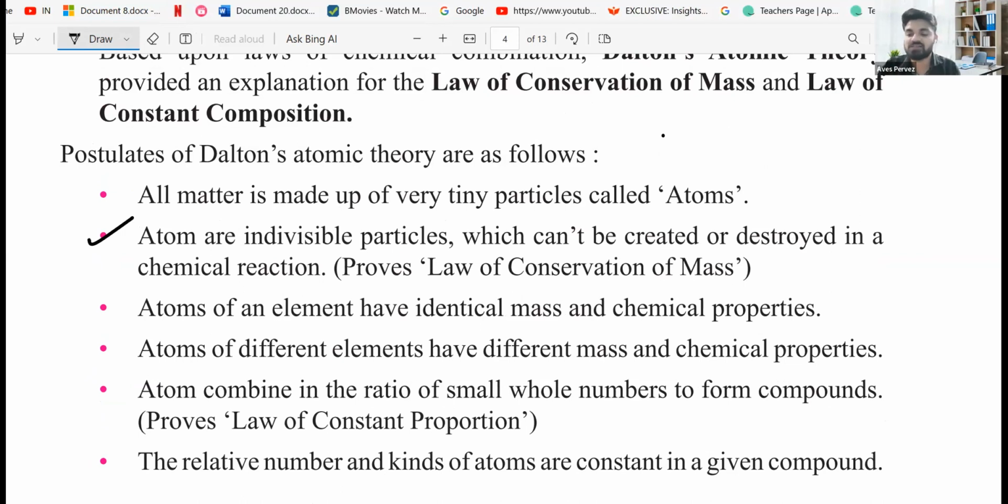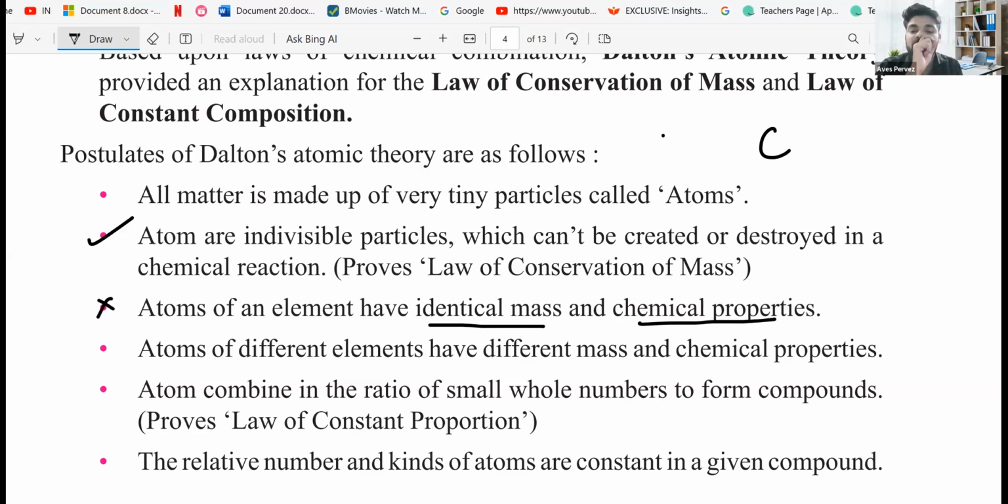The next one is that atoms of an element have identical mass and chemical properties. So this postulate is not applicable, because atoms of the same element can have different masses, for example in the case of isotopes. This is an incorrect one. We will discuss this.